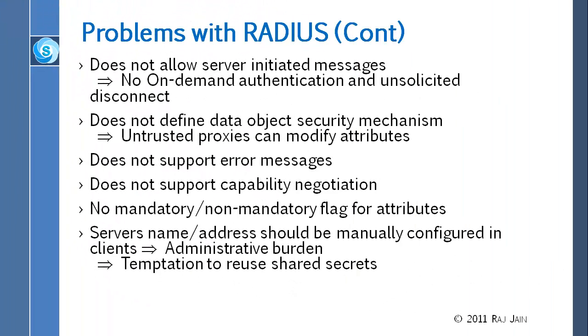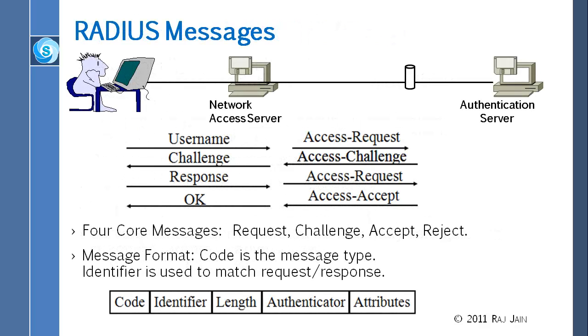And the list continues. It does not allow server-initiated messages, does not define data object security mechanism, does not support error messages, does not support capability negotiation. So, for example, it cannot ask the user, please tell me which of the things you support, right? No mandatory or non-mandatory flags for attributes. And server name addresses should be manually configured in the clients, an administrative burden. So the NAS will have to really know where the RADIUS server is, and this has to be manually put. So there is no command for the NAS to discover the RADIUS server.